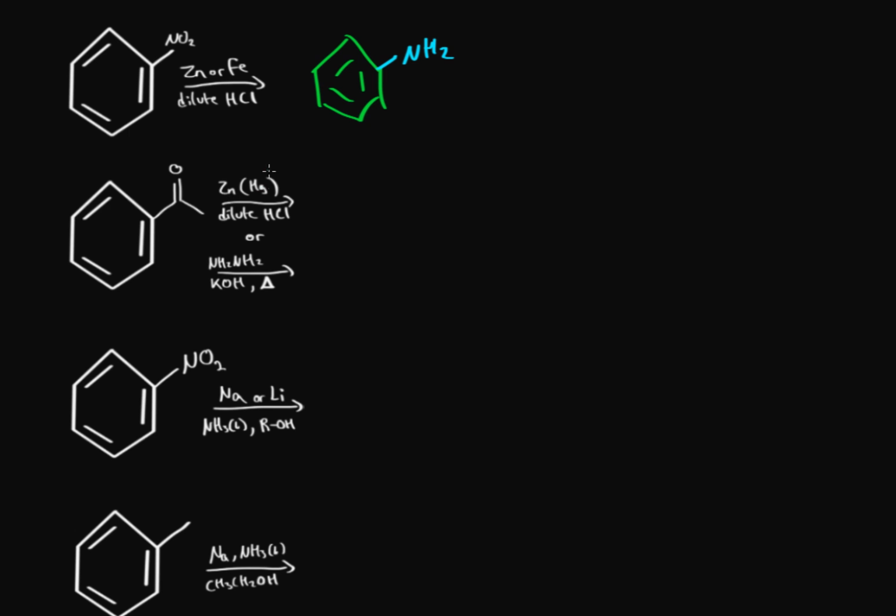One way is using amalgamated zinc, which is zinc with mercury, and dilute hydrochloric acid. Or we can use hydrazine, which is NH2NH2, and warm potassium hydroxide, so a strong base with heat. And this will just give us this product right here. We have our benzene ring still intact, but now we no longer have this double bond to oxygen. Instead, we have two hydrogens that replace it.